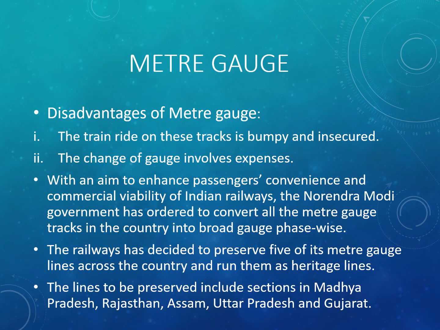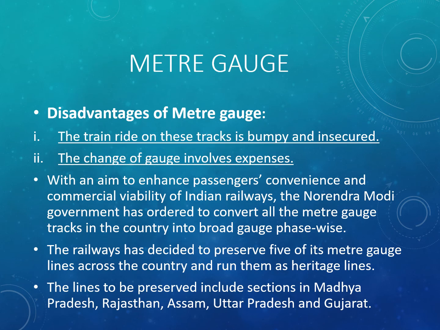But the meter gauge lines have some disadvantages. Let's find out. Disadvantages of meter gauge. The train ride on these tracks is bumpy and insecure. The change of gauge involves expenses.